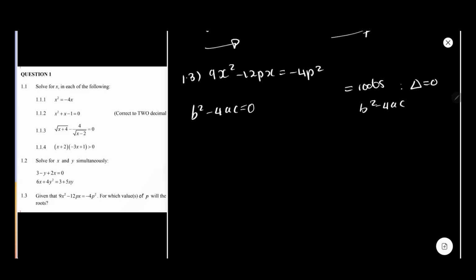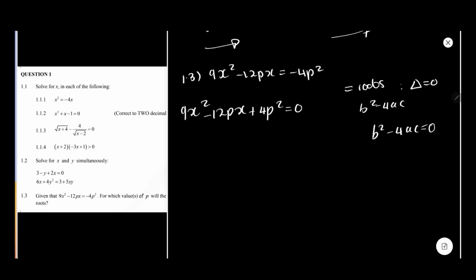Okay, so I'm going to just go ahead and put this in a standard form, or more standard form than what it is right now. So we're going to take 9x squared and then minus 12px, and then plus 4p squared is equal to 0.